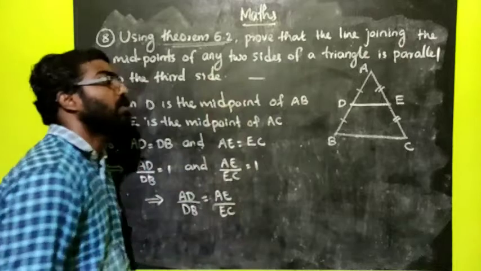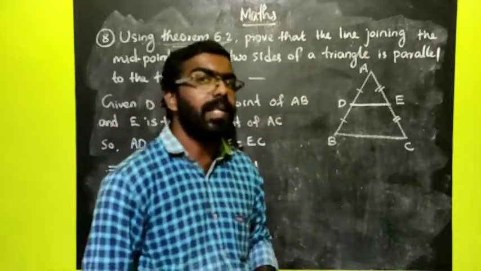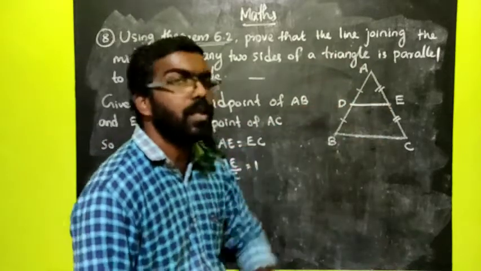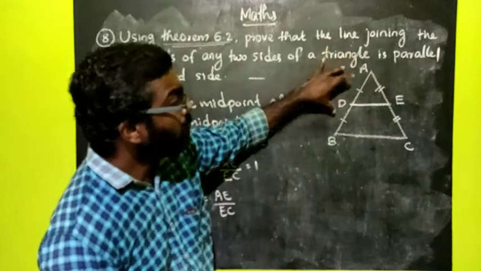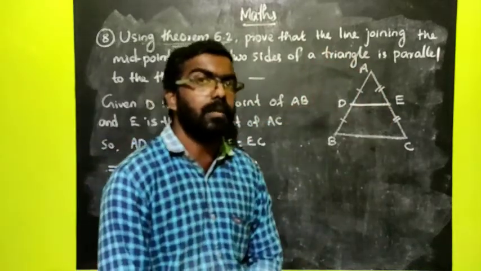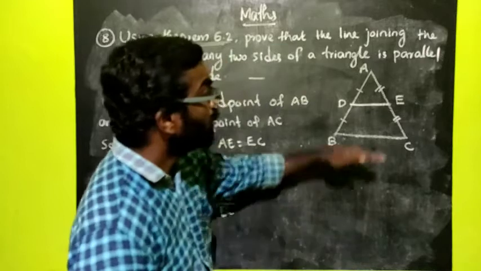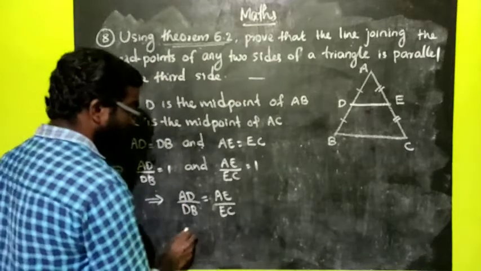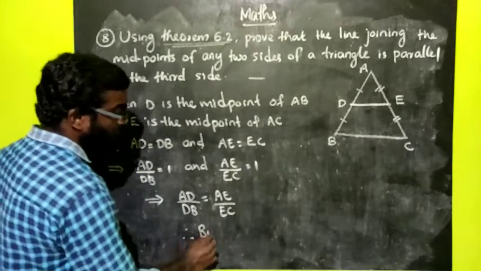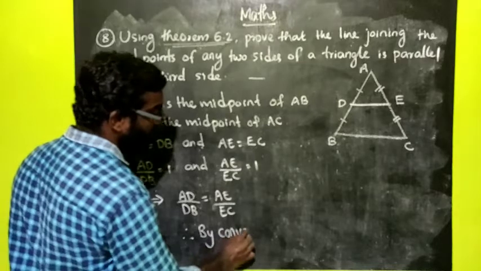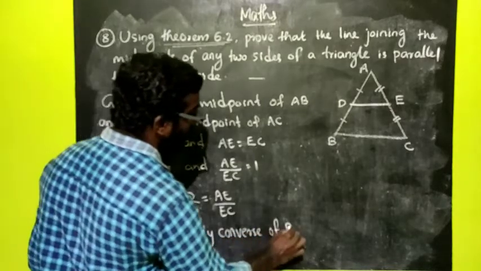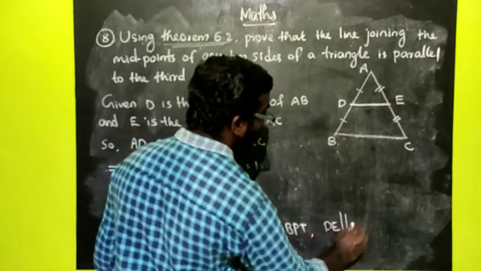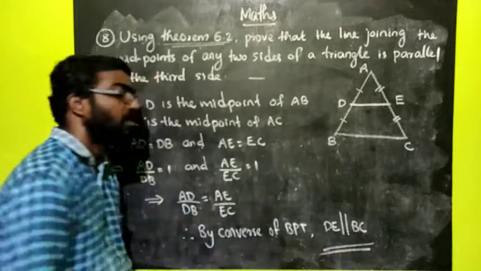And what is theorem 6.2? The converse of BPT: if a line divides any two sides of a triangle in the same ratio, then the line is parallel to the third side. Here we got AD by DB is equal to AE by EC. That means the ratio is same. So we can conclude DE is parallel to BC. Clear? Therefore, by converse of BPT, DE is parallel to BC. Understood?